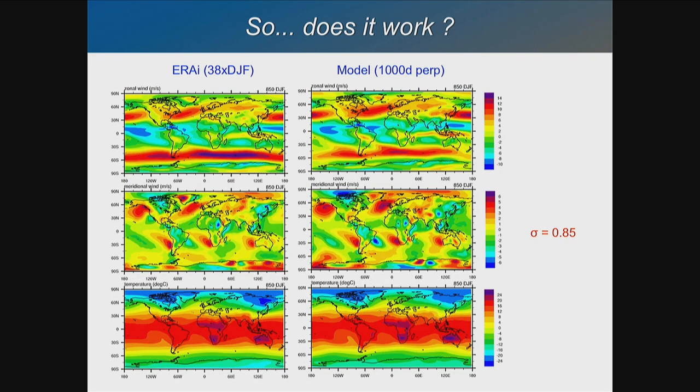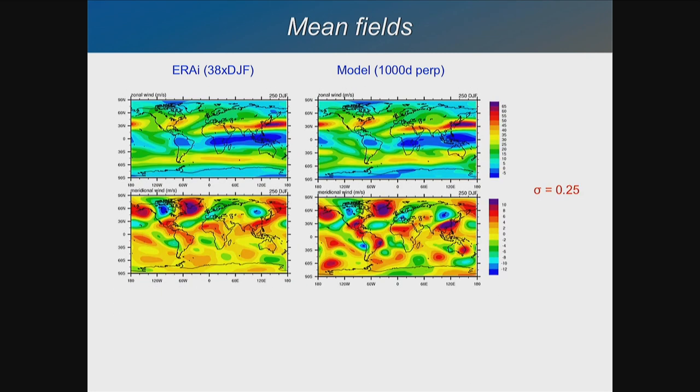So let's get to the validation then. How well does it work? This is DJF, and this is a perpetual DJF model experiment. This is low-level zonal wind, meridional wind, and temperature, and this is a long-term mean. I've got my jets in the right places, a bit weak in the southern hemisphere. I've got systematic errors. Temperature's very good indeed. Obviously, that is largely a dissipative problem. And the meridional wind, the stationary wave structure looks good. Upper-level winds, again, look very good. I don't have much to criticize there.